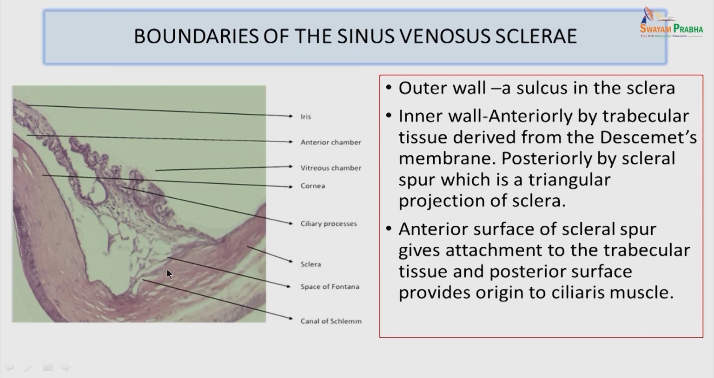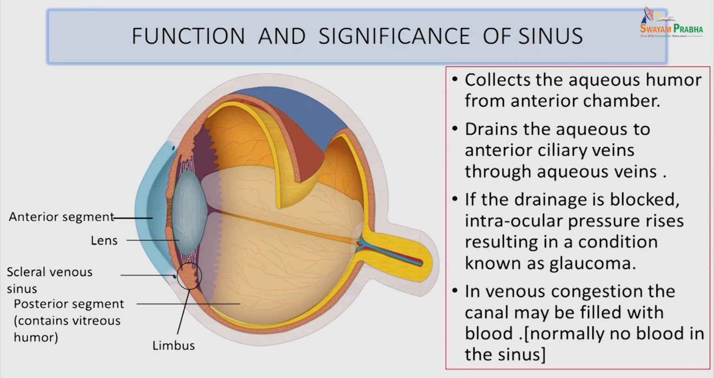Posteriorly, it is bounded by a scleral spur, which is a triangular projection from the sclera. The anterior surface of the scleral spur gives attachment to the trabecular tissue and the posterior surface provides origin to the ciliaris muscle. This slide shows the function and significance of the sinus.